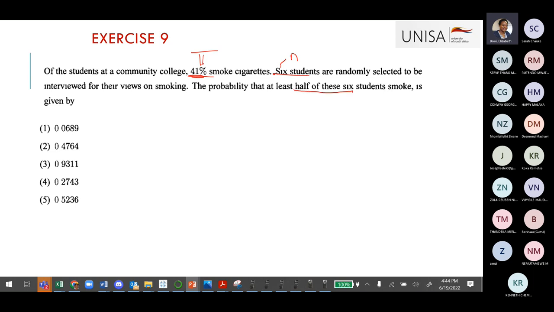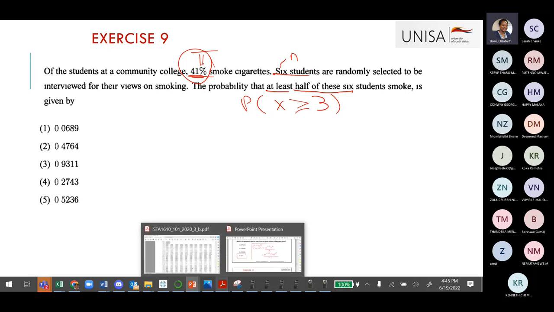So you need to also think outside of the box. What is half of 6? Half of 6 is 3. So therefore, our X of at least means greater than or equals to 3. So we need to find the probability that X is greater than or equals to 3. And in this instance, I will say, go and use the table, because the challenge with the table is we don't have 41%. Let's go there.